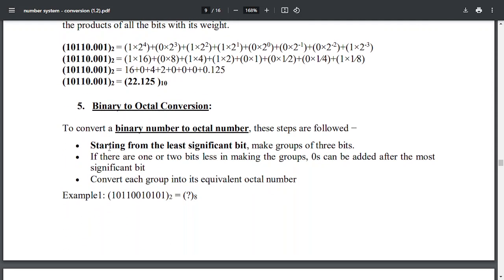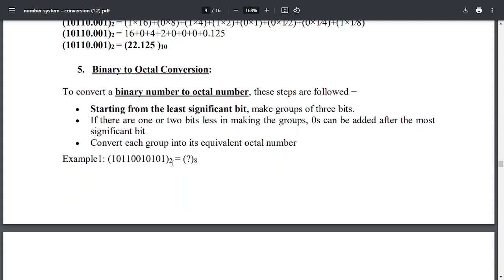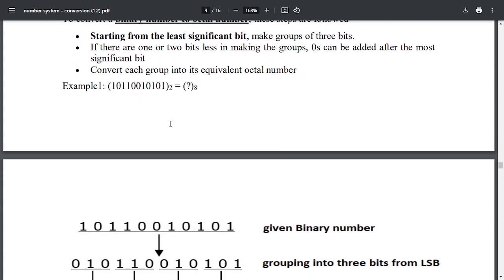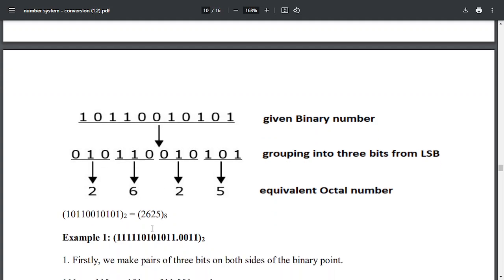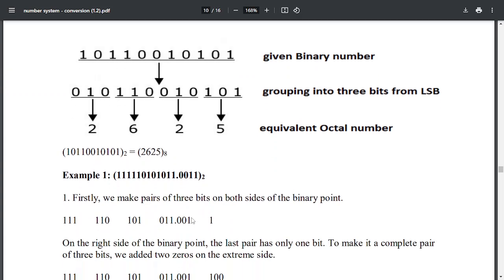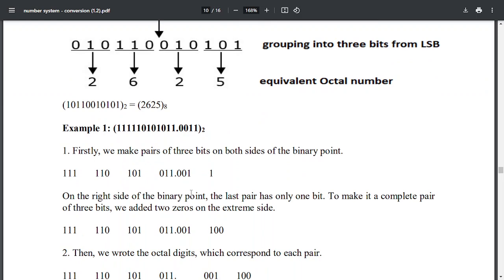Next, coming to binary to octal. When I'm talking about binary to octal, it is 2 power 1 converted to 2 power 3. Means 3 bits in binary represent one digit in the octal system. So I'm going to group the given number into 3 bits. Now you can see here the numbers are divided into 3 bits. Now represent those 3 bits in the equivalent octal system. So this is 2, 6, 2 and 5. So my answer is 2625 to the base 8. Similarly, with the point numbers you can do the same thing.